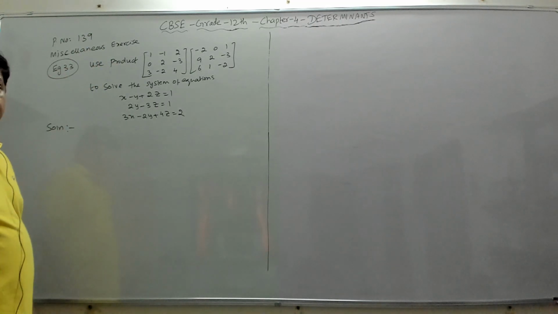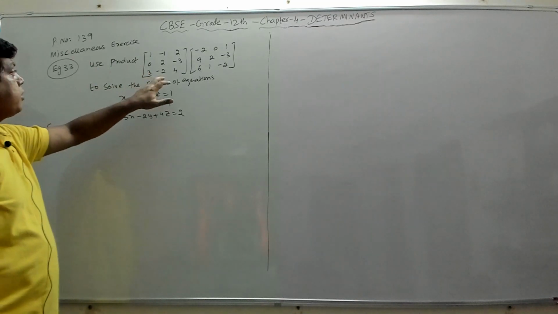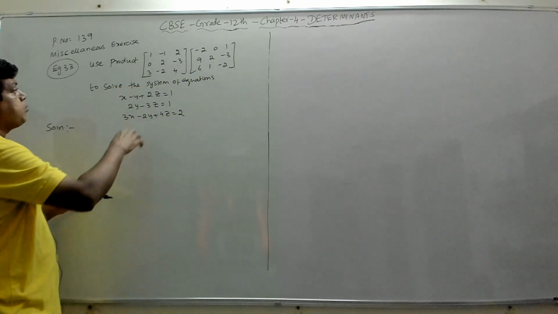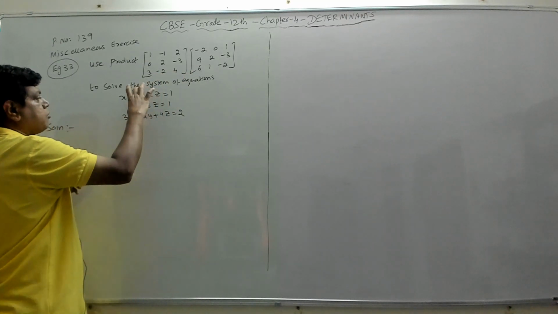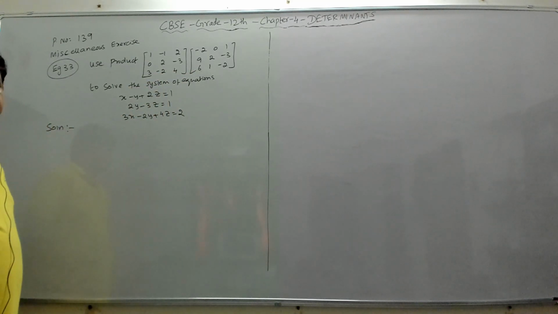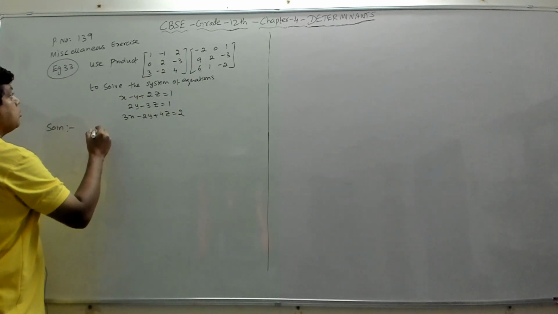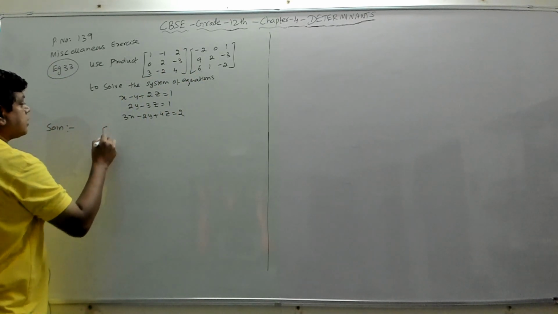Example 33. It says use the product of these two matrices to solve the system of equations. So we have to use the product of these two to solve this and find x, y and z. So let's try to find the product of this. We need to multiply these two. So the solution is, let's multiply this.